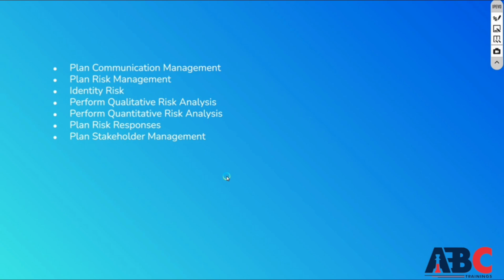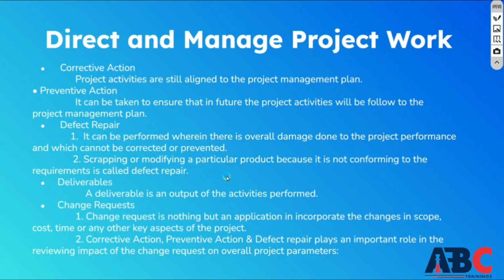First of all, it comes in project execution, that is direct and manage project work. It means you have to manage the project directly. You have to guide it, and if there are any problems in it, then you have to solve them too. First of all, in direct and manage project work, first comes your corrective action. Corrective action means checking whether the project activities are going according to the schedule in the project management plan that you have made, from time to time. So all those things you have seen in corrective actions. Most of the time it is the project manager's job to align or solve the problem.